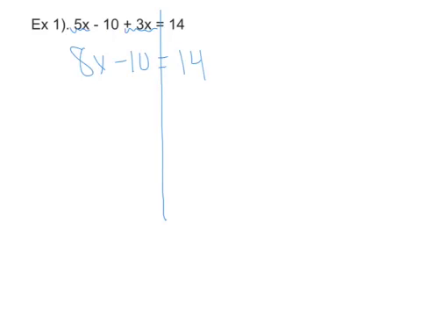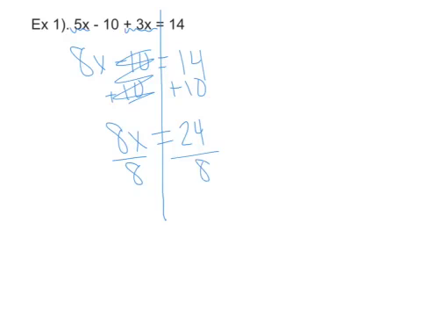Now we just have a 2-step equation, which is what we've been working on. So we'll solve this. So add 10 to both sides. That way those will cancel out. We'll bring down our 8x equals 14 plus 10 is 24. Divide by 8, and x equals 3.